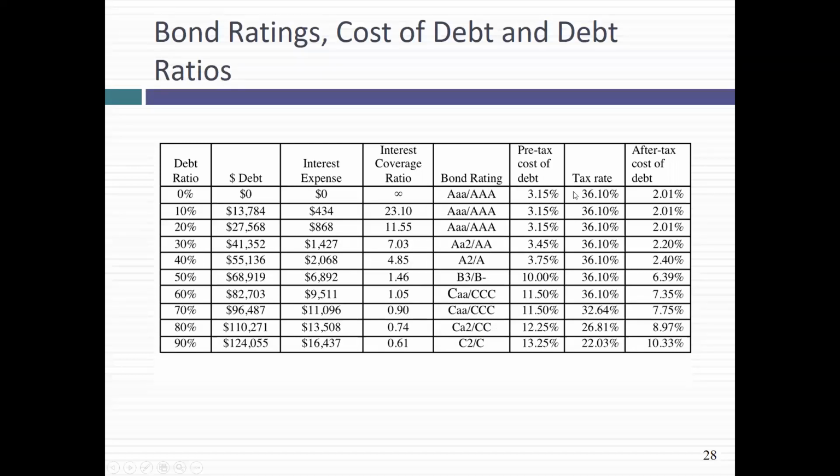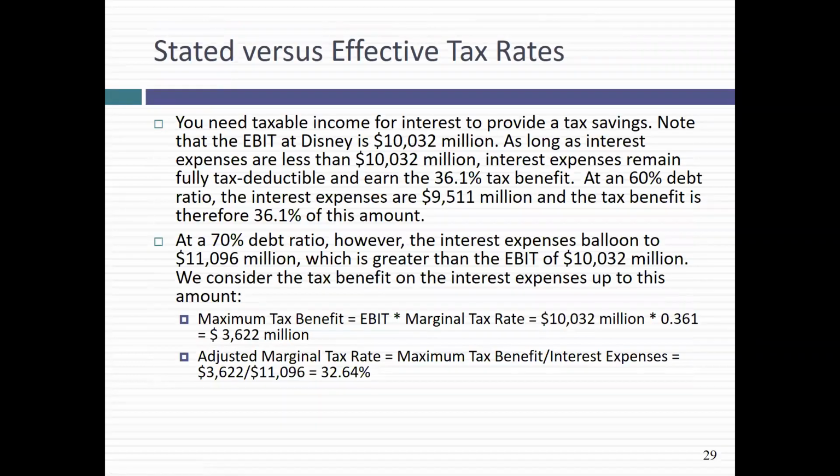What I want to point to is that the tax rate is essentially constant up until 60%, right? So we're just going to take the pre-tax cost of debt, multiply by 1 minus the tax rate, and get the after-tax cost of debt. That's not going to be true for these very high debt levels. So what's going on here? Why is the tax rate changing? Well, the problem is that you only get a maximum tax benefit of interest expenses, and that really depends on your income.